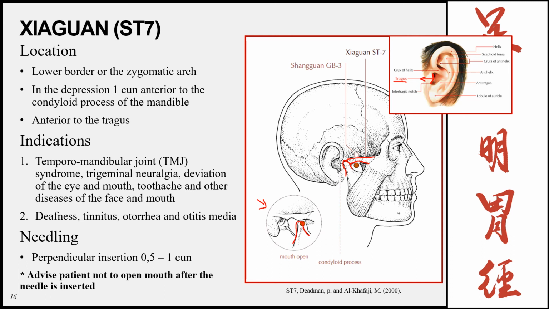Our insertion is perpendicular, 0.5 to 1 sun. One caution to note here is that because the condyloid process moves forward into this depression, it is not advised for the patient to open their mouth or to talk excessively when we have needled this point, as this could cause the condyloid process to bend the needle.